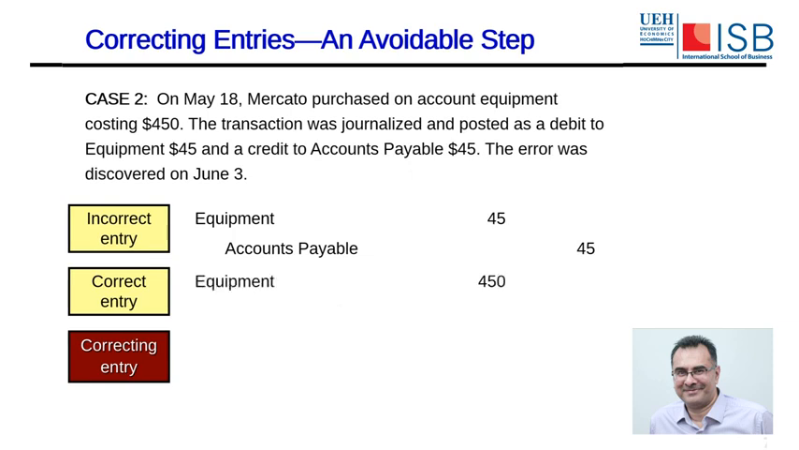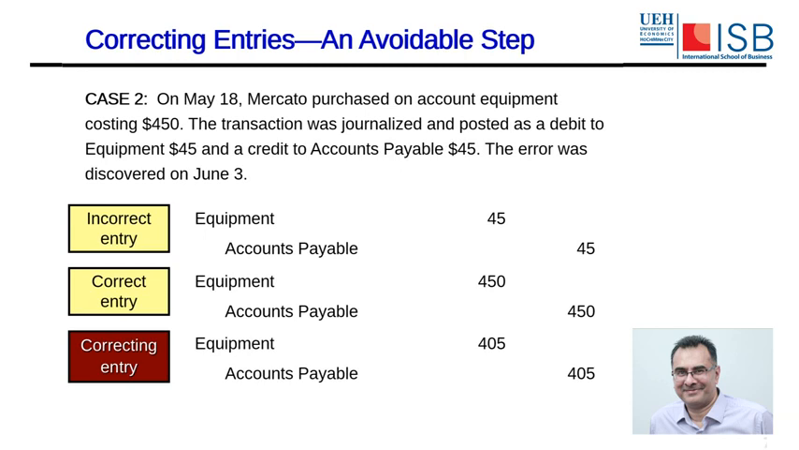Now we give you another example, which is case number 2. On May 18, Mercato purchased on account equipment costing $450. The transaction was journalized and posted as a debit to equipment $45 and a credit to accounts payable $45. The error was discovered on June 3rd. So we are told what the incorrect entry was. We know what the correct entry should have been. Therefore, we can put through a correcting entry.